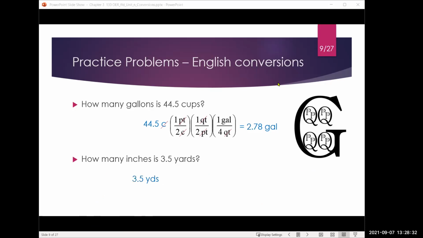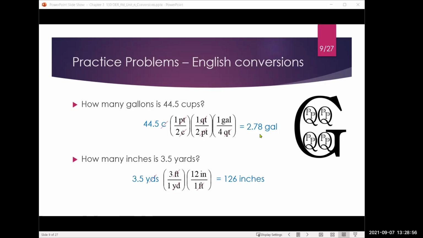Okay, next one, we got 3.5 yards. We want to convert that to inches. Obviously, we know there's 3 feet in the yard, so here's a conversion factor. The yards cancel, leaving us feet. Then the next one, obviously, we know there's 12 inches in the foot. Feet cancel, okay? And then we do the math, okay?